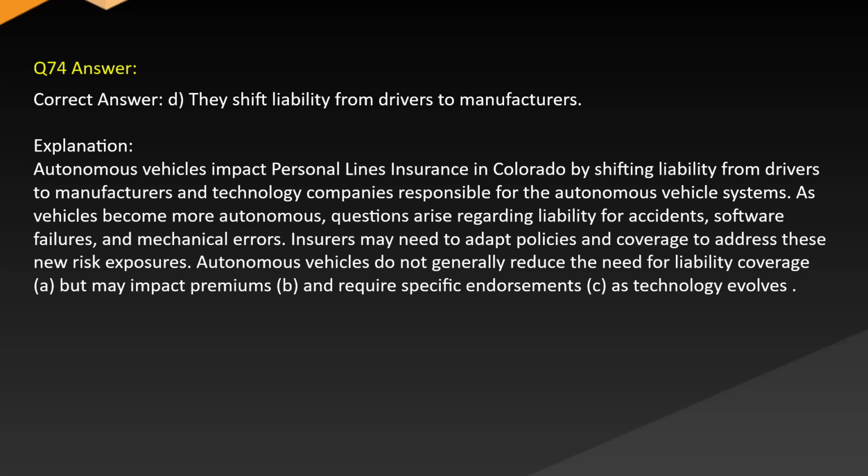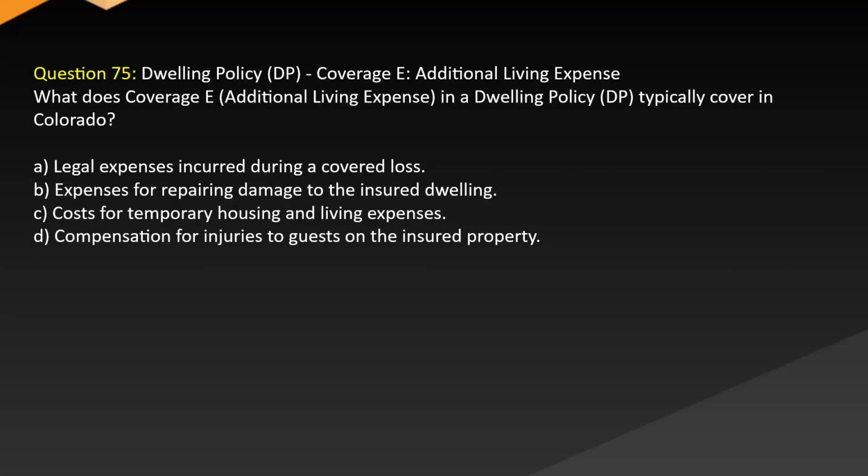Explanation: autonomous vehicles impact personal lines insurance in Colorado by shifting liability from drivers to manufacturers and technology companies responsible for the autonomous vehicle systems. As vehicles become more autonomous, questions arise regarding liability for accidents, software failures, and mechanical errors. Insurers may need to adapt policies and coverage to address these new risk exposures. Autonomous vehicles do not generally reduce the need for liability coverage, but may impact premiums and require specific endorsements as technology evolves.